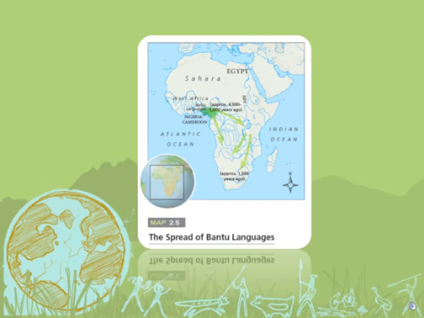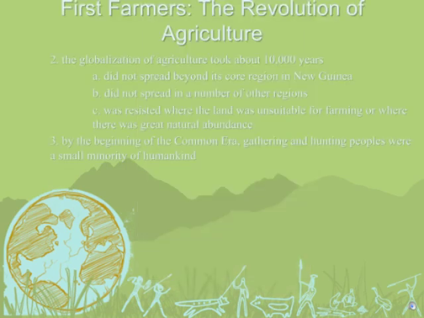And here's a map of the Bantu language spreading throughout sub-Saharan Africa. All right, the globalization of agriculture took about 10,000 years. It did not spread beyond its core region in New Guinea. It did not spread in a number of other regions as well, either just due to natural boundaries or just how far those people were from other civilizations.